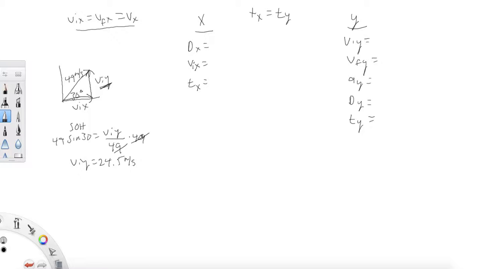Alright, so I can go ahead and put this number, 24.5, in over here. So my initial velocity in the y direction is 24.5 meters per second.